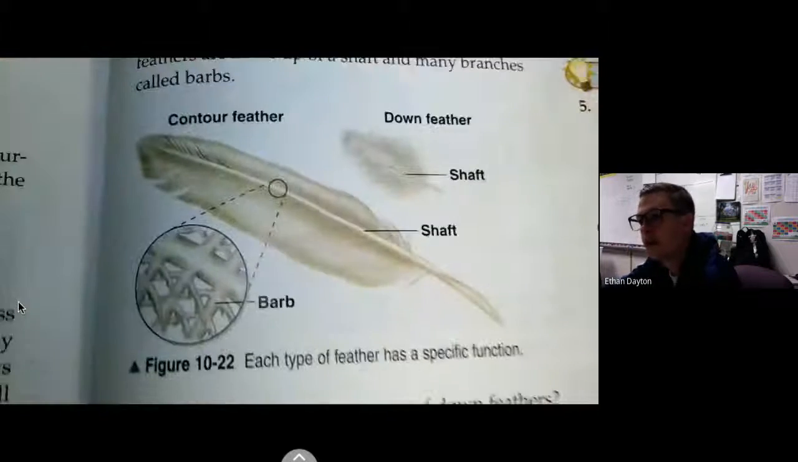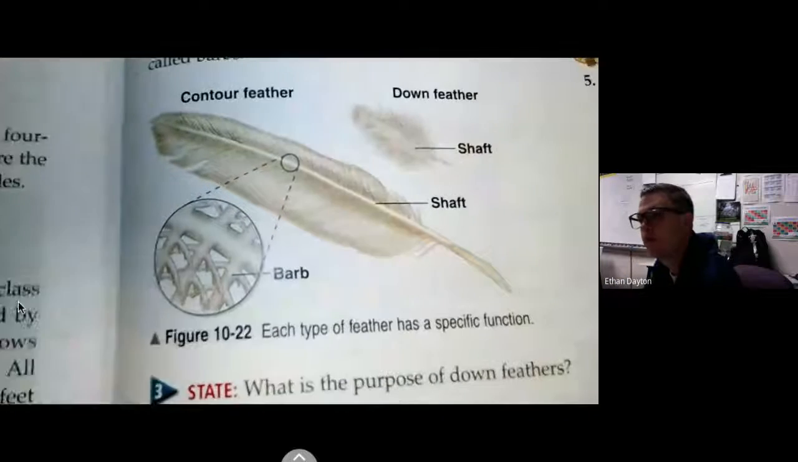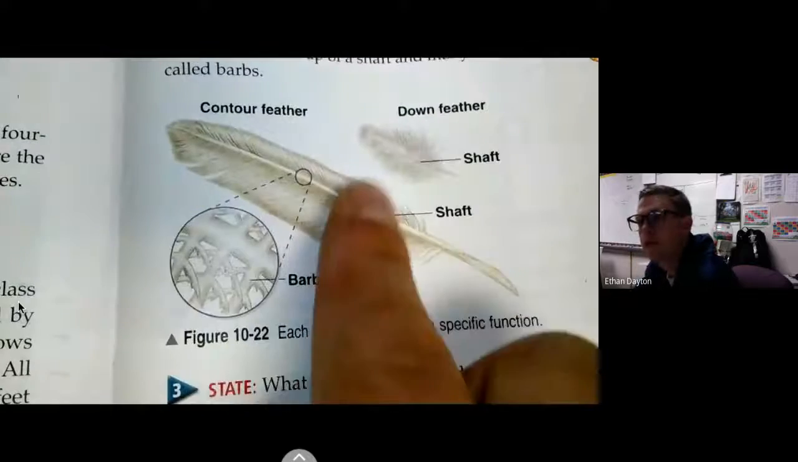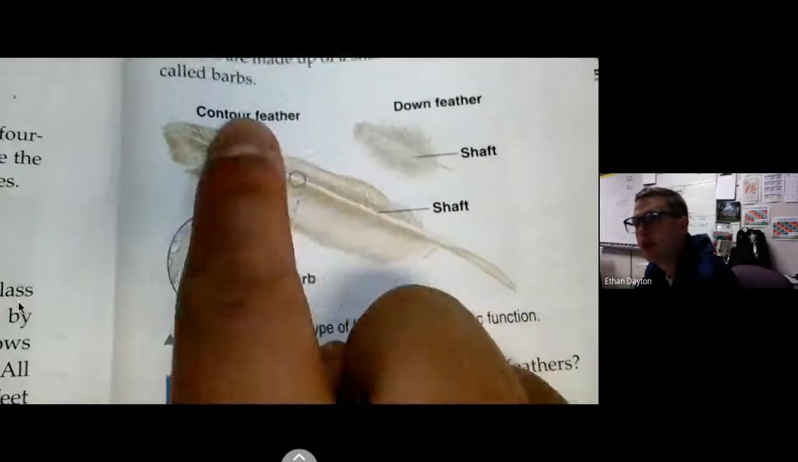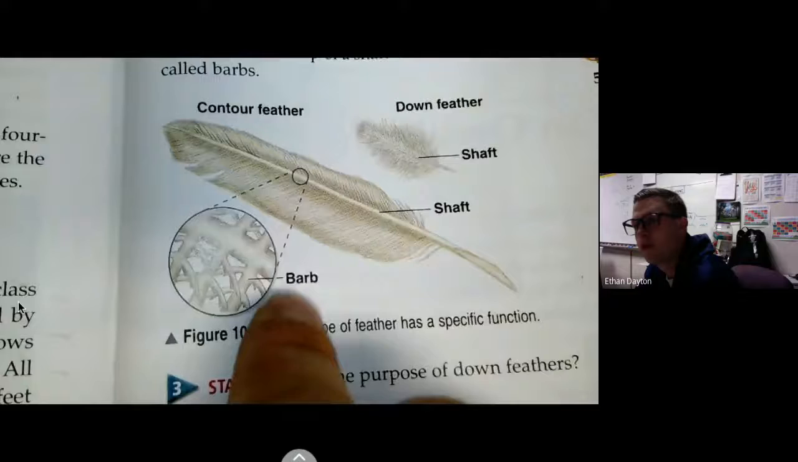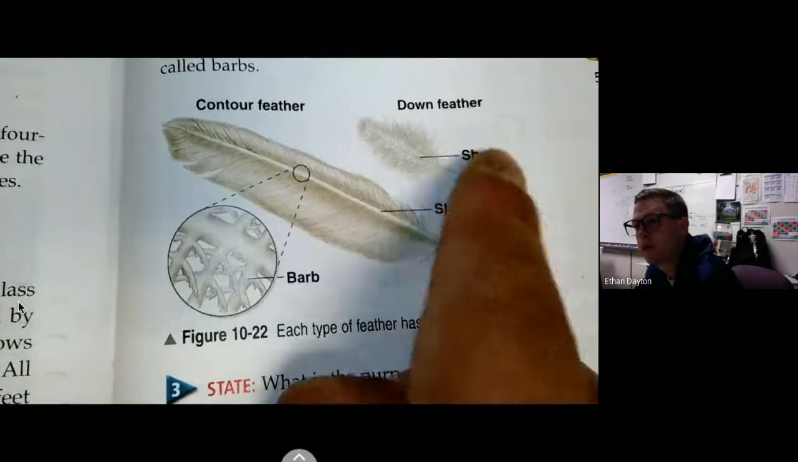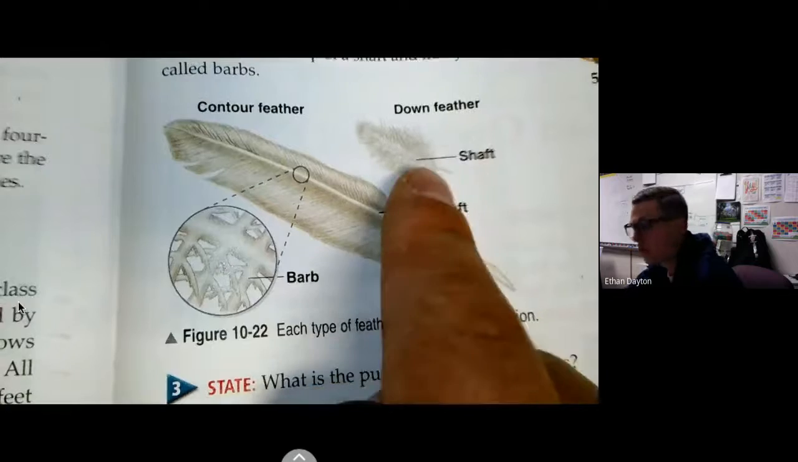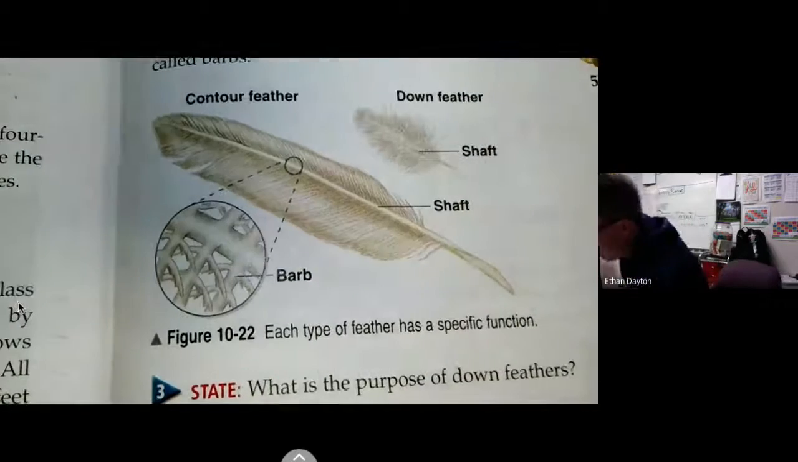So here's a diagram of a contour feather. Maybe you've come across some of these. And a down feather over here, sorry. So we have the shaft, and then the contour feather is made up of barbs. And the down feather is much more soft and fluffy and light. Okay. All right, let's get into the questions.